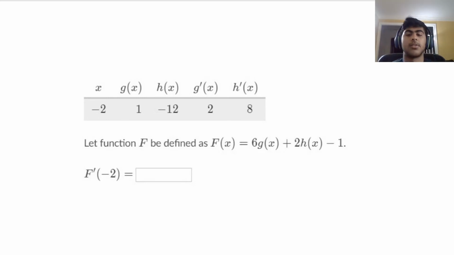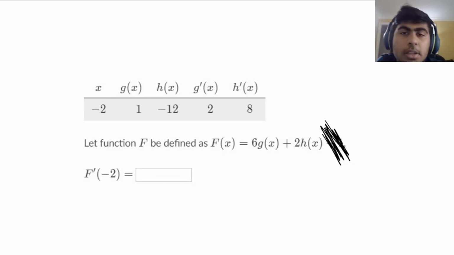Alright, so if you need more time, you can always pause the video, but I'm going to move ahead. The first thing we should remember is that constants don't affect the derivative. So that minus 1 over there doesn't matter. It shouldn't be there, right? Because it doesn't do anything.